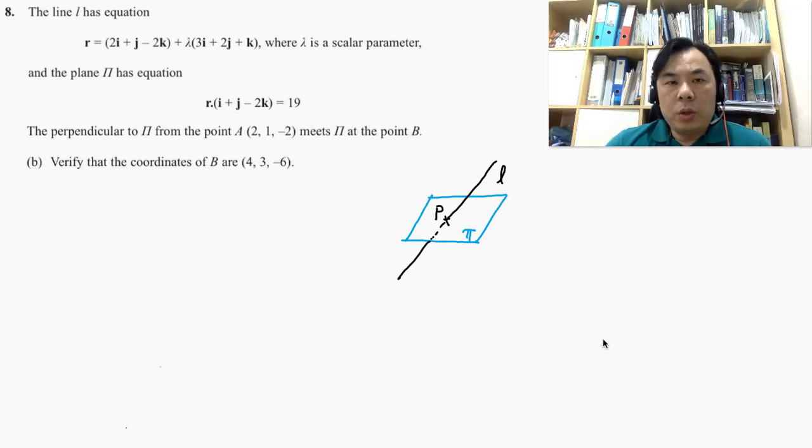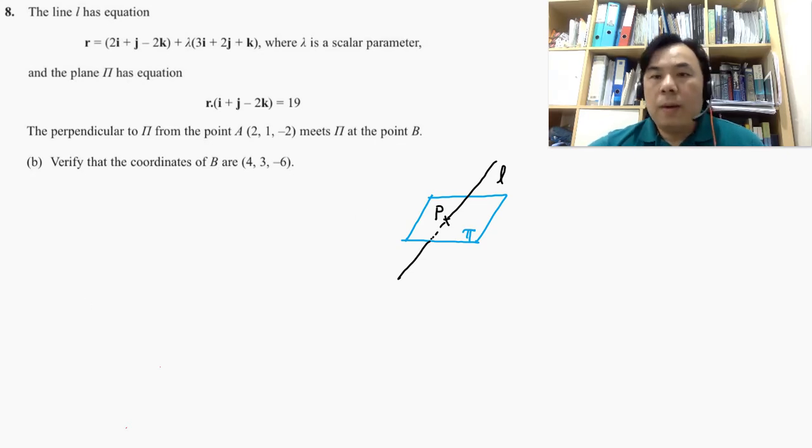Question 2 here. We are still referring to the same object in three-dimensional space. We have the plane, and then we have the line here. So for this second question, the perpendicular to the plane pi from the point 2, 1, negative 2 meets pi, the plane, at the point B here. So we need to verify that the position vector is given by 4, 3, negative 6.